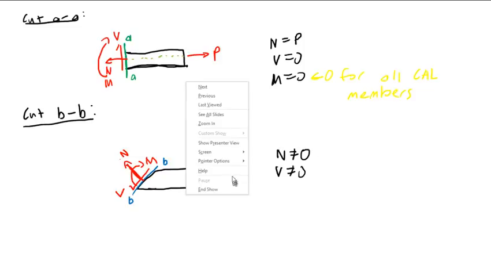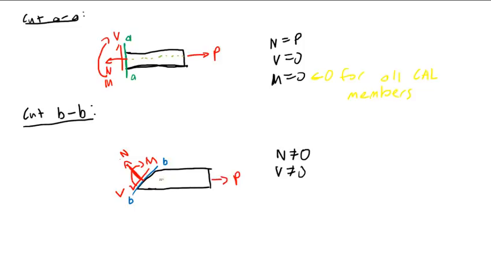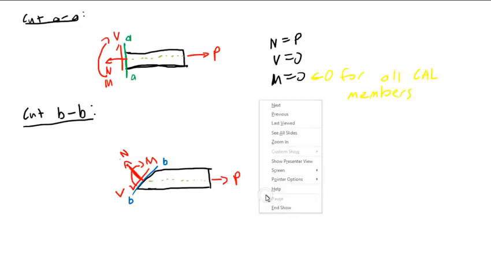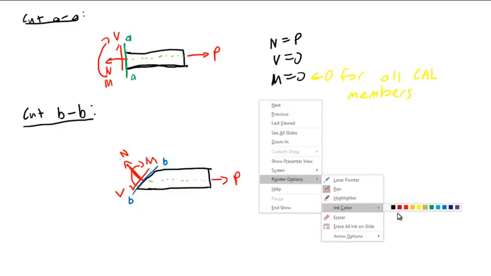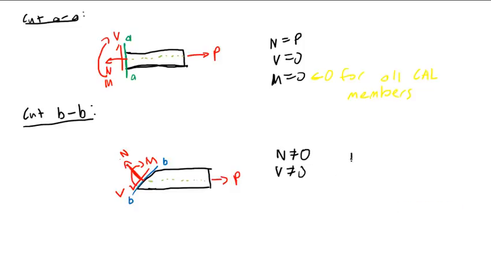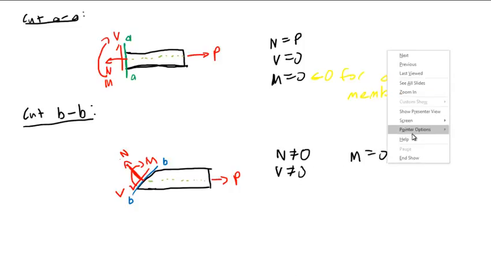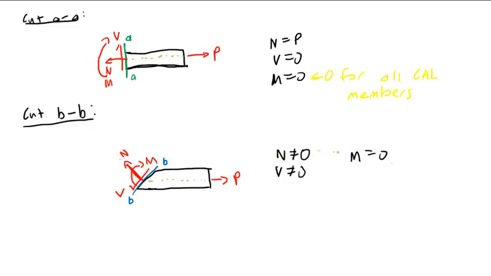However, a balance of moments, we still have this center axis here. The line of action of P goes through the point that we're summing moments about. If we sum moments about this point here, the center of the beam, or the center of the member, all of these forces, the N, the V, and the P, all have lines of action that pass through there. Therefore, the M is still equal to 0. In an axial member, the M is always equal to 0. Zero for axial members.